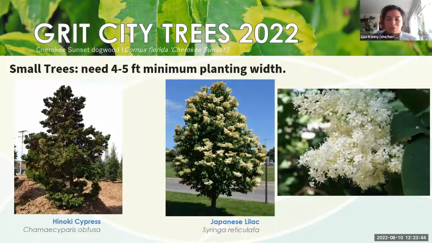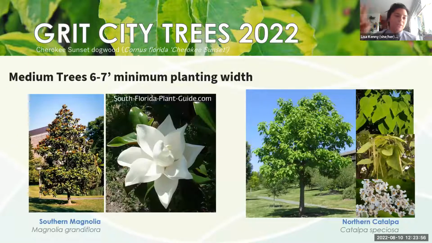Some people think they have a strong scent, but I think they smell pretty. This tree is very tolerant of urban conditions, like tough urban conditions. So these medium trees are trees that would fit in planting spaces that are at least 6 feet wide. They can fit in bigger spaces, but this is kind of the minimum, 6 to 7 feet wide.